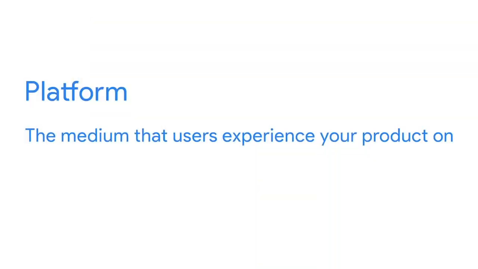A platform is the medium that users experience your product on, such as desktop, mobile web, mobile apps, tablets, wearables, TVs, smart displays, and more. It's important to design with multiple platforms in mind because users want a product to look and feel similar no matter what platform they're using.